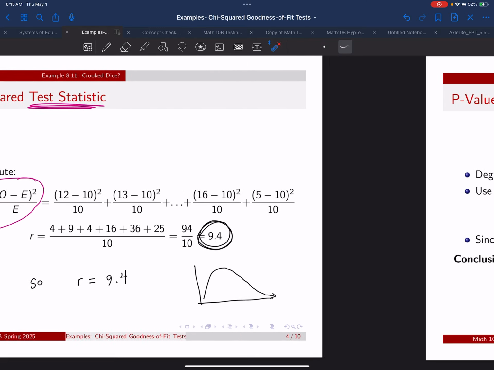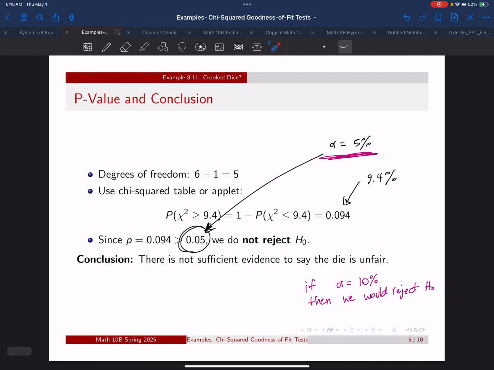Okay. Yeah, so not enough evidence to say the die is unfair. We'll put here at a 5% level.